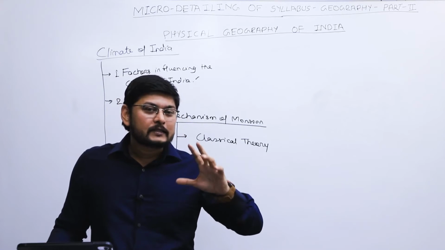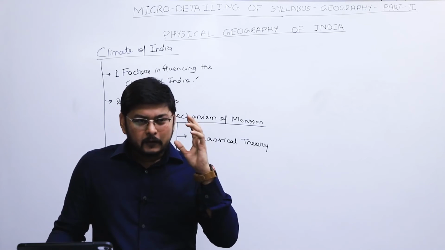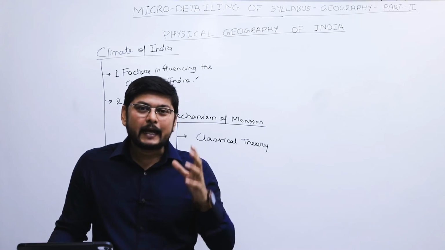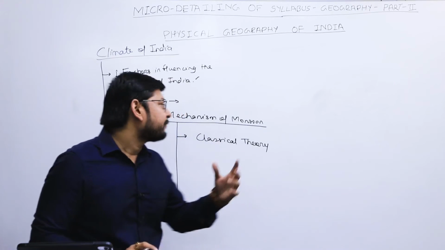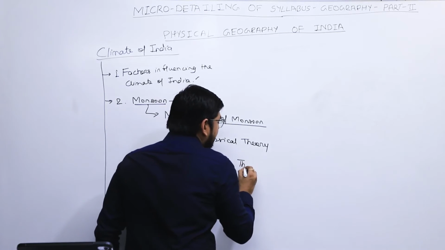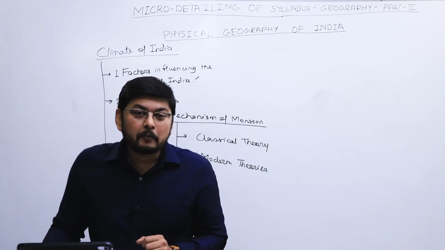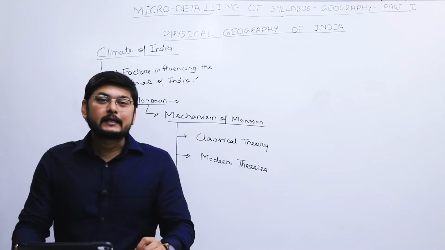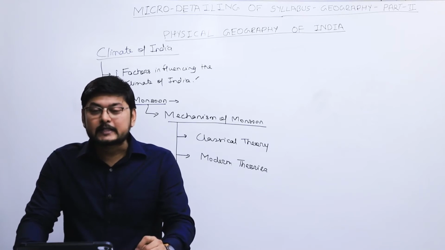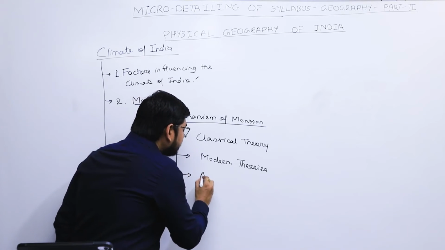But after this, with the development of scientific temper, situations were produced which helped us in analyzing the monsoon in a much better way. These types of theories are covered under the modern theories, where the dynamicity of the monsoon was understood with respect to different physiographical studies, atmospheric studies, and oceanic studies, which helped us in understanding the monsoon in a much better way. The next theory we will be studying is the air mass theory.